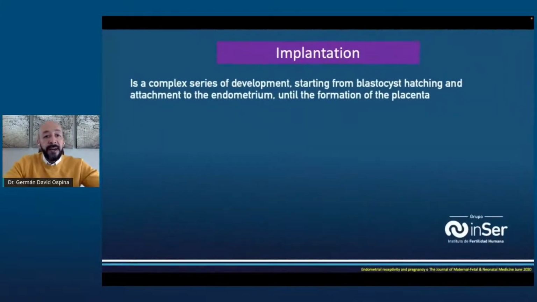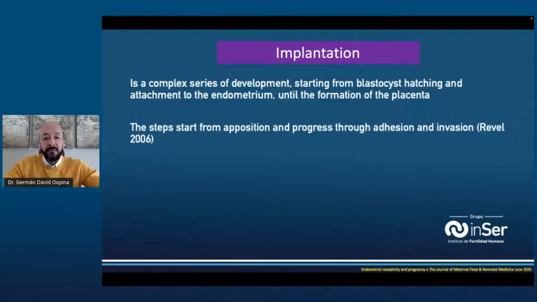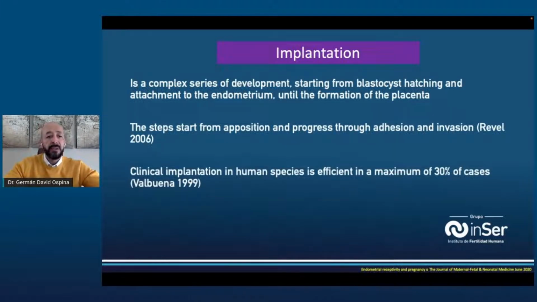Okay, and finally, the implantation is complex, because you know all of this process of the implantation of the embryo is a complex series of developments, starting from blastocyst hatching and attachment to the endometrium until the formation of the placenta. The steps start from apposition and progress through adhesion and invasion. The clinical implantation in the human species is efficient in a maximum of 30% of cases. If you compare these numbers with other species of mammals, obviously we are very low in this comparison. In my opinion, we are a very inefficient species for reproduction.